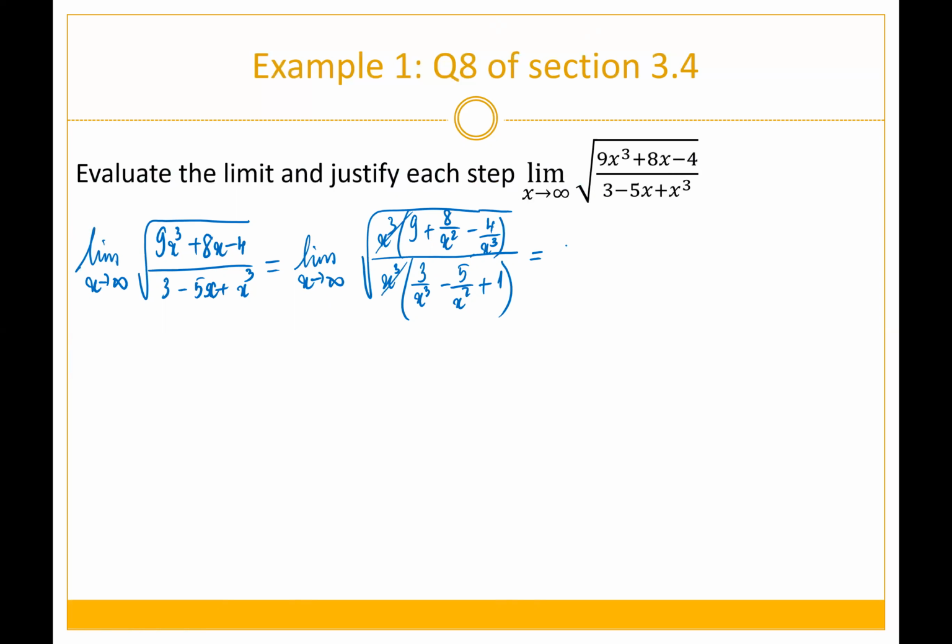So you can cancel them out, and eventually you have the limit as x approaches infinity of the square root of 9 plus 8 over x squared minus 4 over x cubed, divided by 3 over x cubed minus 5 over x squared plus 1. And then these terms are going to be 0 as x approaches infinity. You have the square root of 9 over 1, which is going to be 3. That's my final answer here. The thing you really need to care about is making sure you can see the dominant terms in the numerator and denominator.